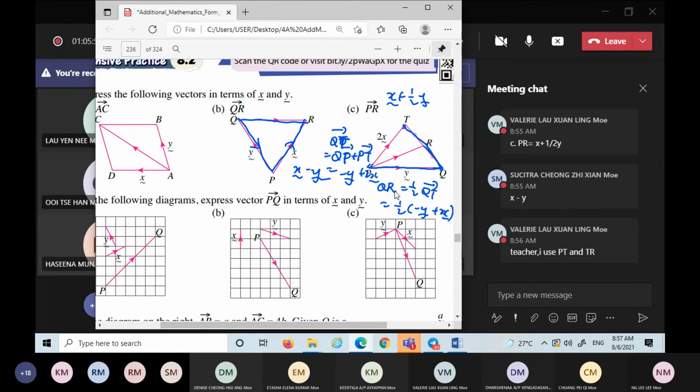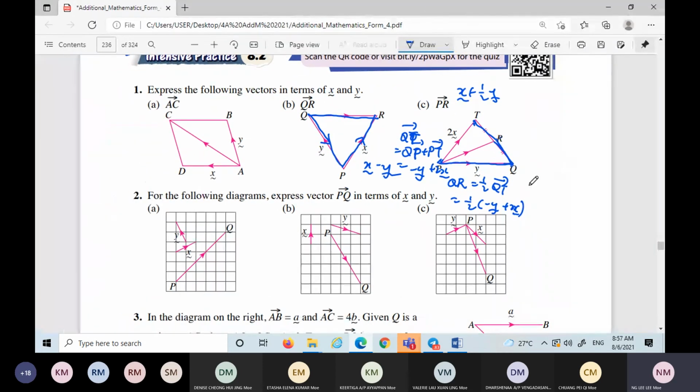The first one needs more steps. I use PT and TR, the same thing. If I want, I think I better do it this way. I write it out and explain, to see whether she gets the correct answer or not. I will do it again so that you all can have a clear idea, because this concept is very, very important.